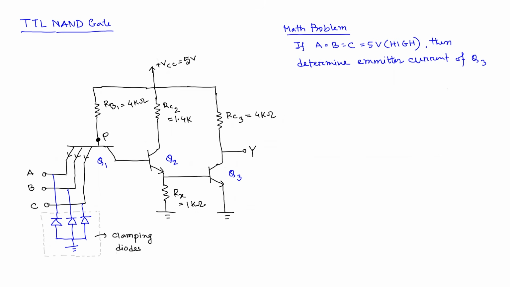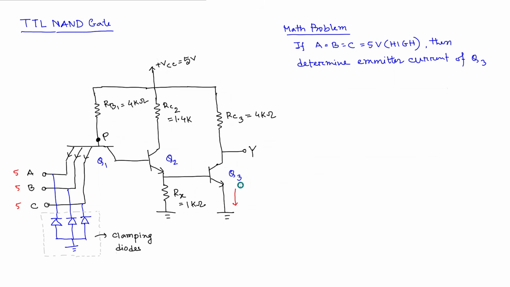Now we will look at one math problem. So basically just find out some amount of current here. Okay. So they're saying if A, B, C, all of them are 5 volts. So basically something like this, 5, 5 and 5. Then what should be the current going through this path, which is what? Emitter current of Q3. For this Q3, what is the current going through the emitter? We have to find that out. Okay. So how can we start?